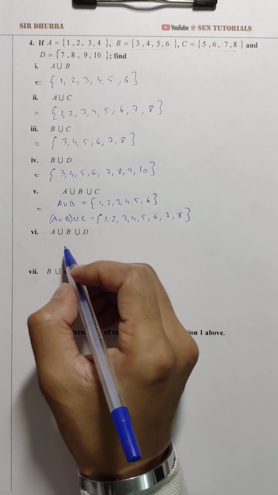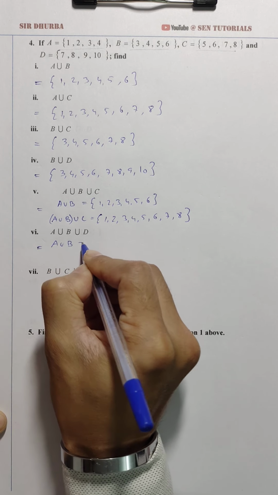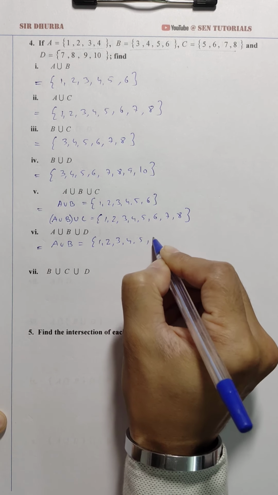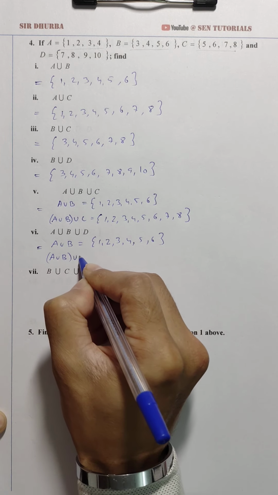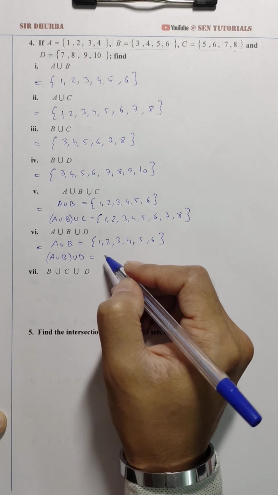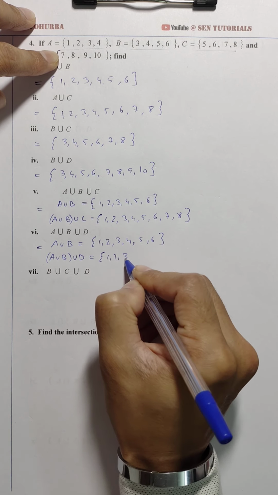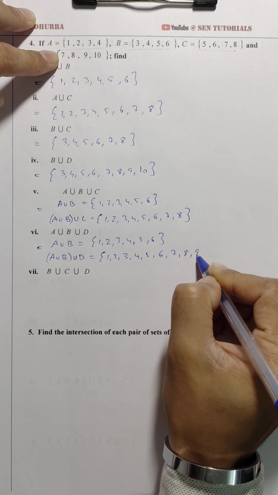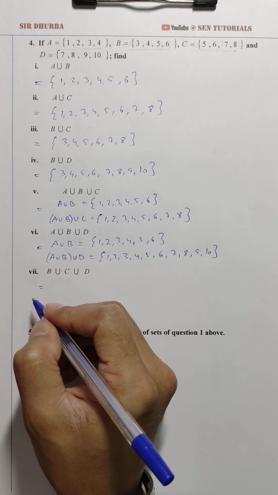Similarly, A union B, as we have already seen, is 1, 2, 3, 4, 5 and 6. So A union B, when you combine with D, what will that be? 7, 8, 9, 10. So 1, 2, 3, 4, 5, 6, 7, 8, 9, 10. This is just combination only, na? So it's not a big deal.